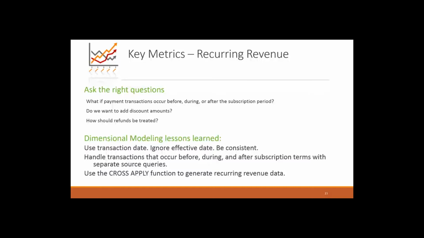Do we want to add discount amounts? Sometimes discounts are just like 2 months free, or some percentage off, and sometimes they don't actually get a transaction tied to them. So do we want discount amounts to be added into our analysis for recurring revenue? If they're asking questions like, we want to be able to analyze how much in discounts we're giving out every month, then the obvious answer is yes, we do need to add discount amounts.